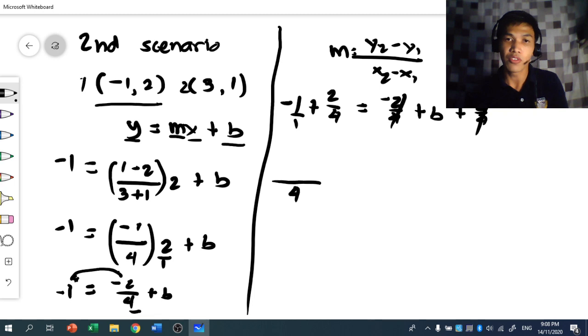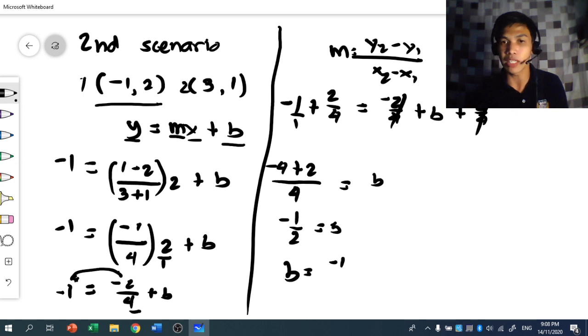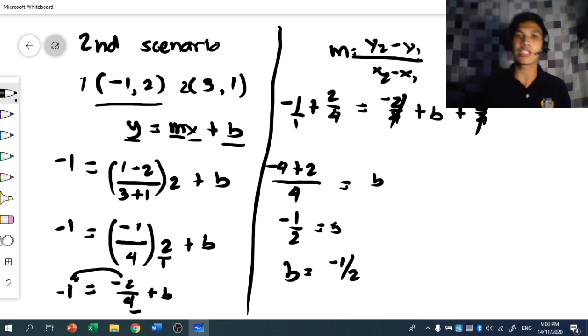4 times -1, that will become -4 plus 1 times 2, that will be 2, is equal to B. -4 plus 2, that will be equal to -2 over 4, or -1/2, is equal to B. Your B will be equal to -1/2. So meron na tayong B. So we can now substitute.